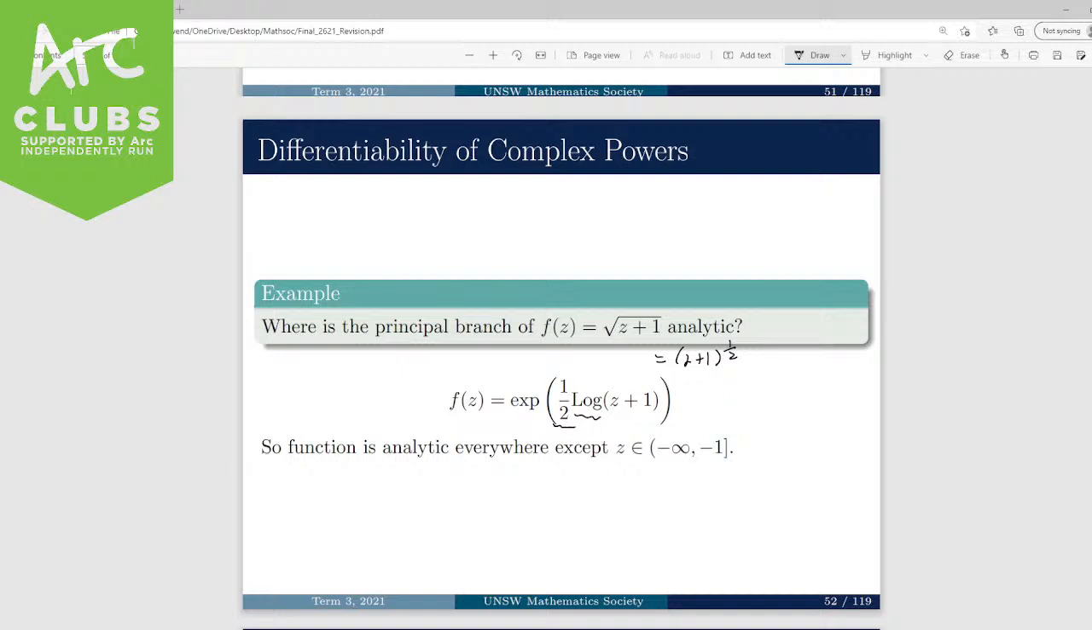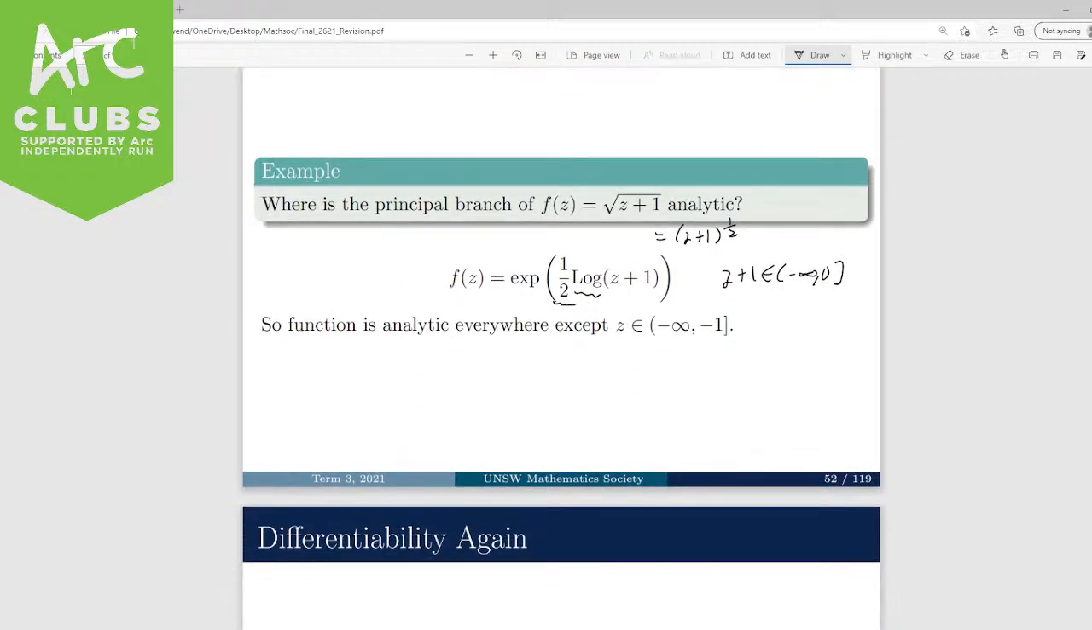Just because of the principal branch of log, your z plus 1 doesn't exist anywhere in that negative real axis. So that means your function won't be analytic when z goes from negative infinite to negative 1, because that's what gives you z plus 1 going from negative infinite to 0. So that's just a little bit of manipulation in that final line of working.